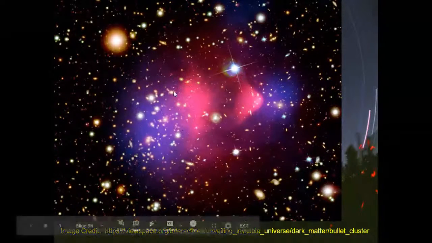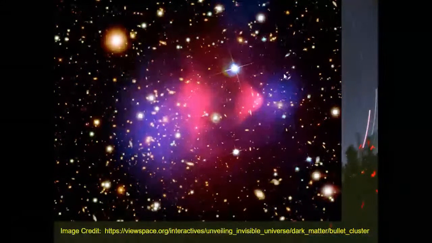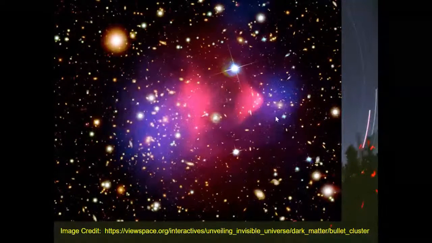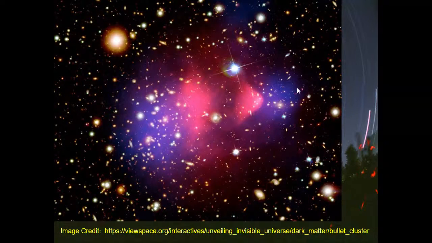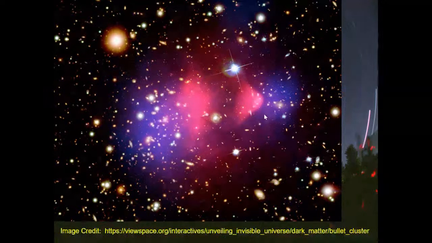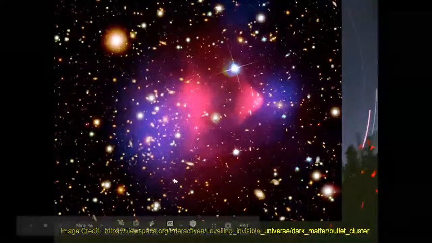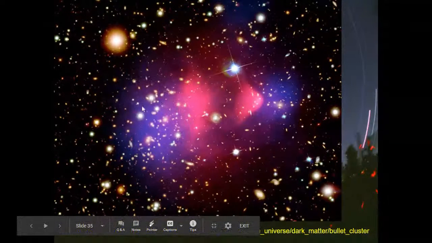Observations don't talk about any mass present, but the gravitational lensing model requires that there be dark matter located in this region, distributed in this region, as well as dark matter distributed in this region, which is inferred from the modeling of gravitational lensing.